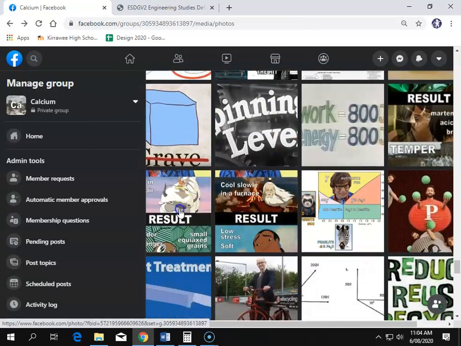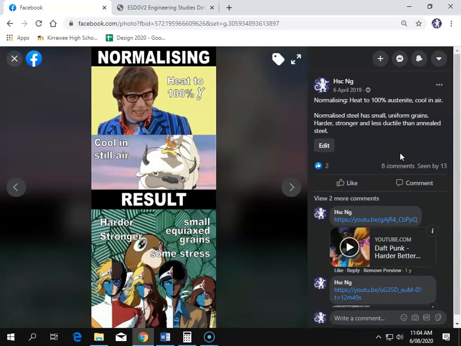Here's our normalizing one. Okay, step one, heat to 100% gamma steel, right? Heat to 100% austenite, heat to red hot. I think that's actually the fewest words you can write, heat to red hot, right? In the case of normalizing, you have to heat till about 900 degrees, but you don't need to worry about that. If you just write heat to 100% gamma, or heat to entirely recrystallized, you've got a few options, you choose one.